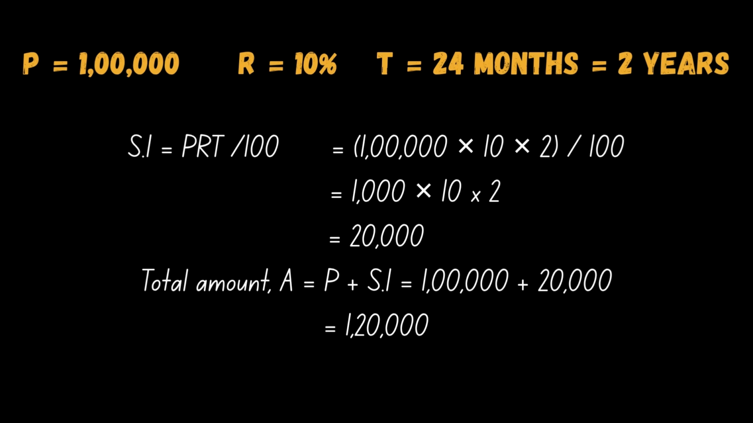And here is a problem for calculating simple interest. Here P is 1 lakh, R is 10 percent, and the time period is 24 months, that means 2 years. We apply the formula for calculating simple interest, PRT by 100. Then we apply the numbers and we get the simple interest as 20,000 rupees, and for the total amount we calculate the principal amount plus simple interest, and the total amount is 1,20,000.